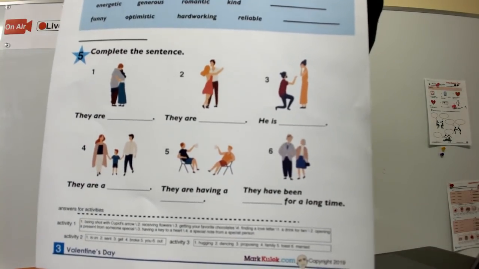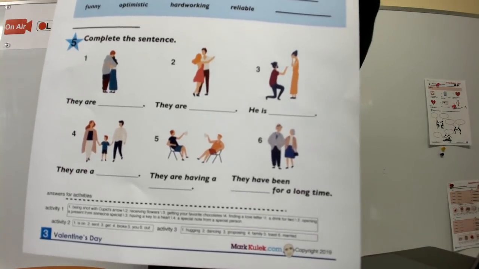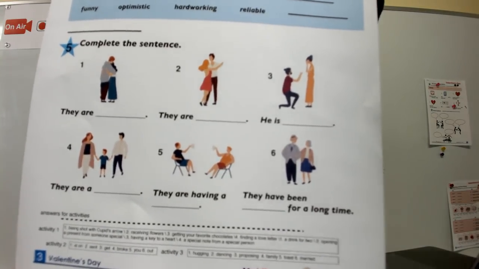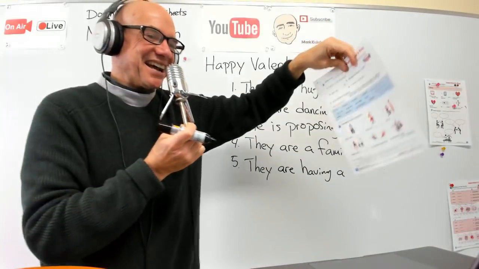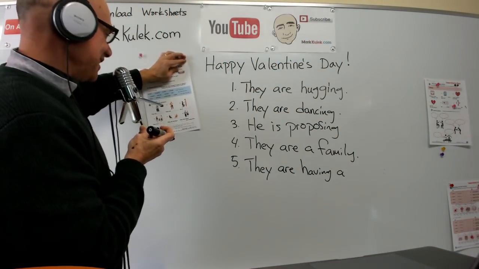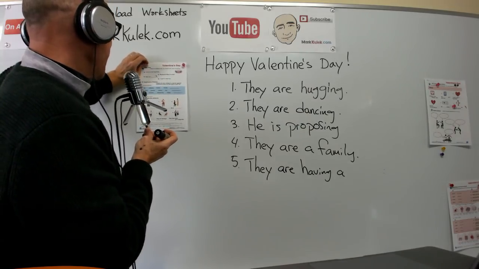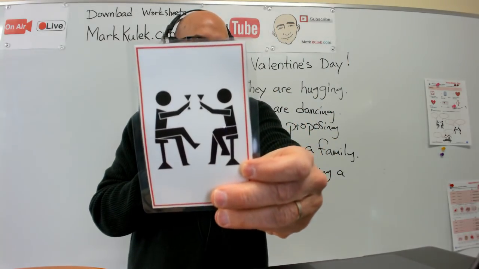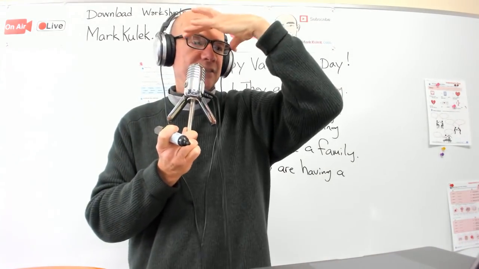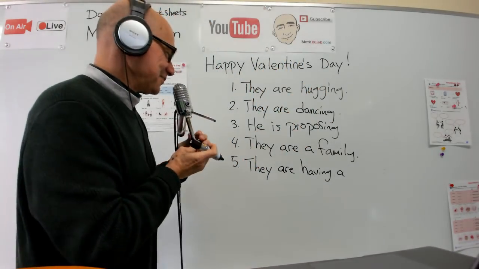Okay. Number five. They are having... They're having a good time. Okay. That's good. They're having a good time. But I'm looking for something different. What's this called? So you hit drinks together. You hit drinks together. Having a good time, yes. But I'm looking for a different word, okay?